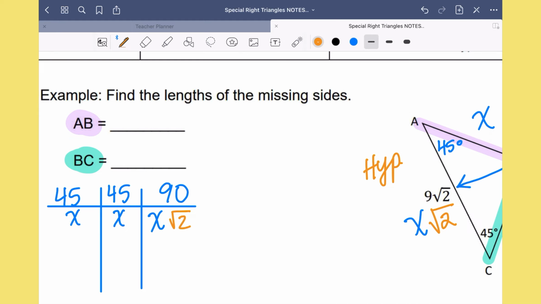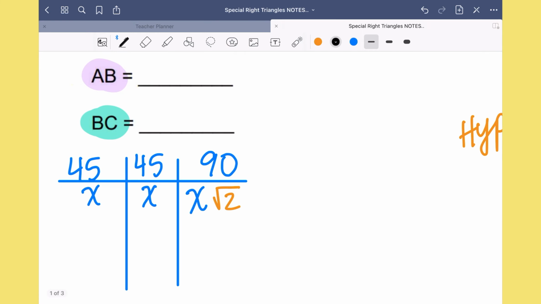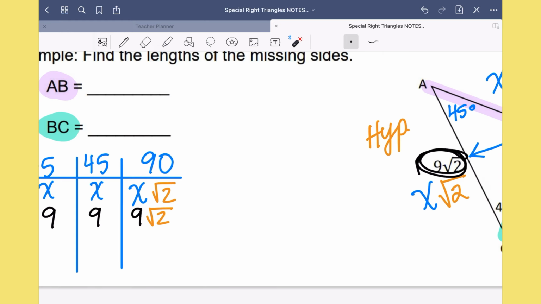Okay? Which one did they give us? Which side did they give us? They gave us the hypotenuse right here, 9 times the square root of 2. So I can fill this in and say that this is 9 times the square root of 2, right? So very clearly, what is x based on the way I have it set up? X is 9 for the legs, right? X times the square root of 2, 9 times the square root of 2, x is 9.